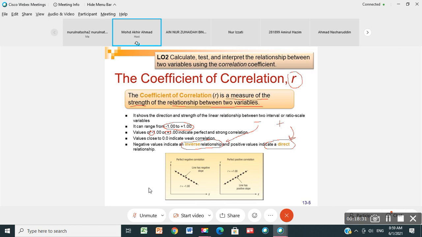In this graph, in this slide, they show you what positive correlation is. This one we call positive correlation. In case our data, our dots, become like this, it will become like this. So this one they call positive correlation. In case our data become like this, this one they call negative correlation.